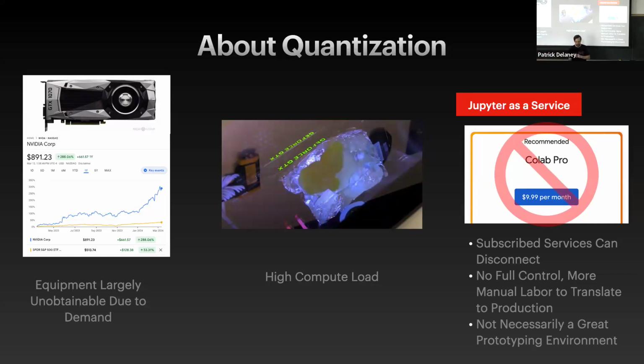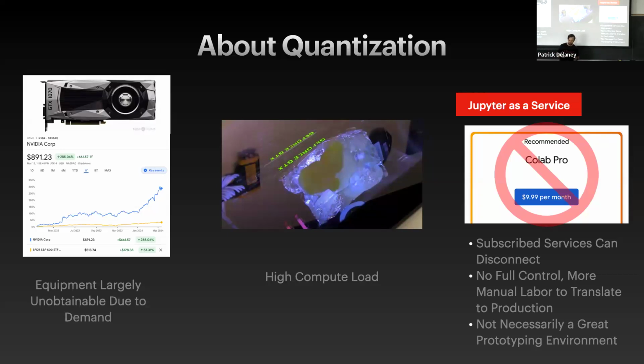This is a snapshot of NVIDIA's stock price and how much it's gone up because there's just a crazy demand for GPUs right now. So you might not be able to get a hold of a good GPU. So you have this high compute load. That's a frying an egg on a GPU picture. You're doing this, it's just a high compute load.